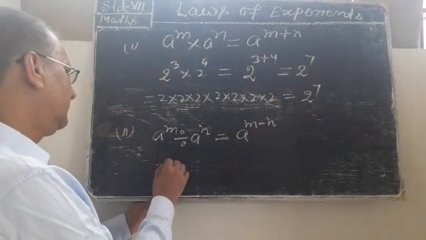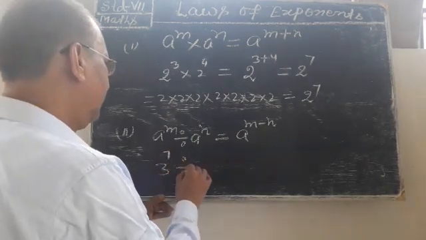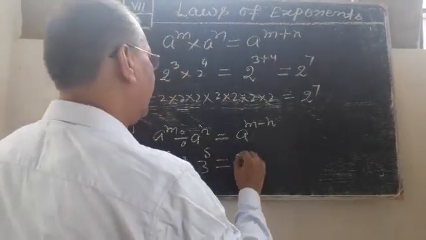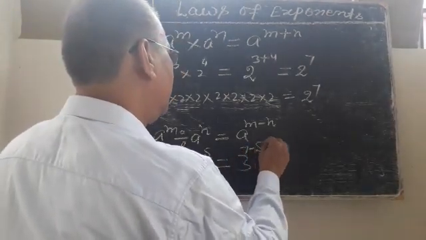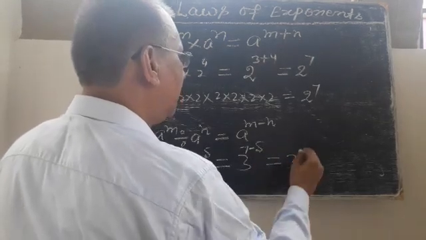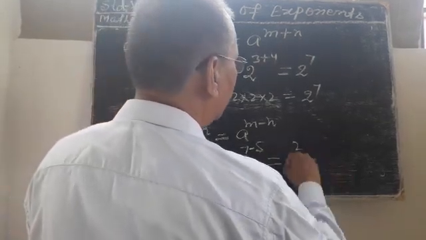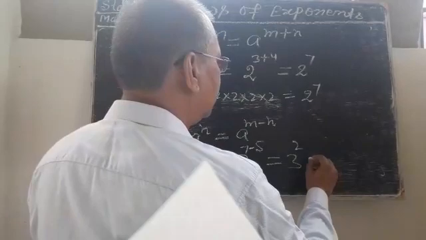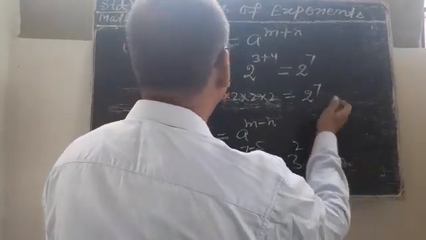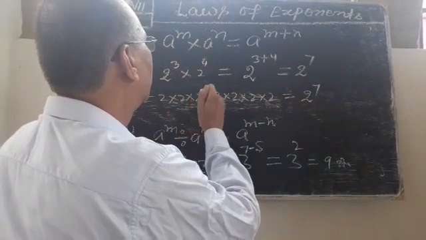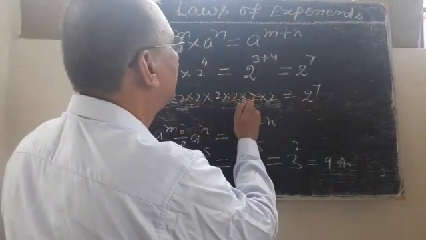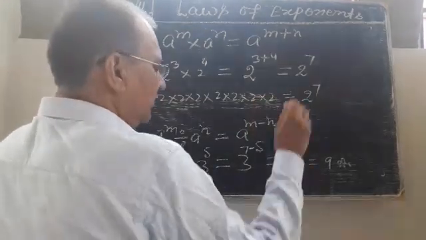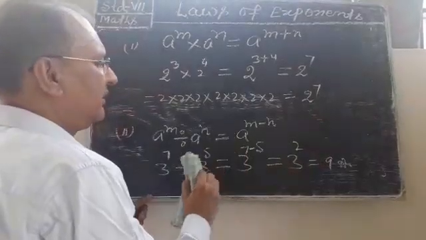Now 3 power 7 divided by 3 power 5 is equal to 3 power 7 minus 5, which is equal to 3 power 2. You may solve it. 3 power 2 means 3 into 3 is equal to 9. Similarly, you can divide and multiply: 2, 4, 8, 16, 32, 64, 128. So, you know how to multiply and how to write.